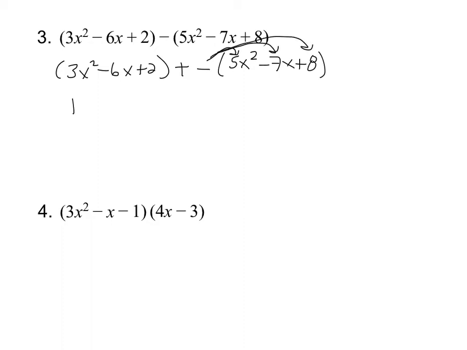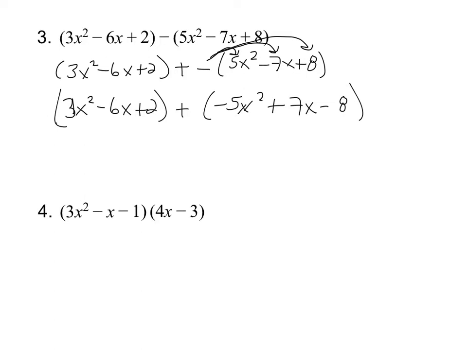So this will leave me with 3x squared minus 6x plus 2 plus the negative just switches the sign, so this becomes negative 5x squared plus 7x and minus 8. Now I'll simply combine like terms as I did before. So I have the x squareds here. 3 and negative 5 will give me negative 2, x squared.